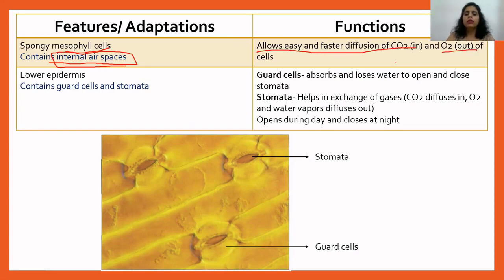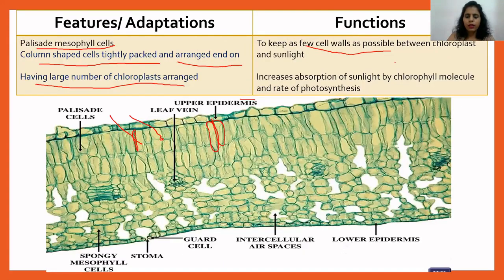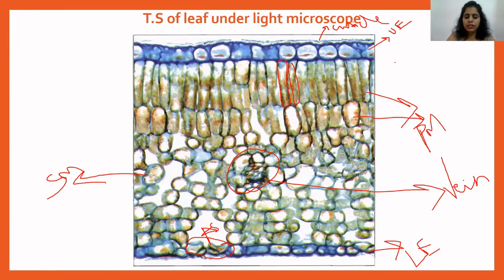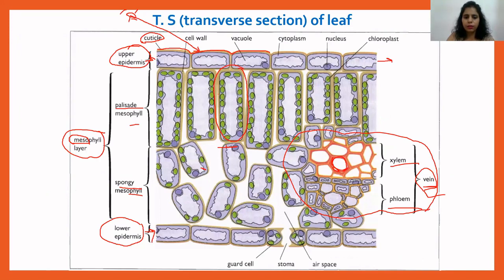For example, if photosynthesis is taking place either in a palisade mesophyll cell or a spongy mesophyll cell, carbon dioxide gas is required in the process of photosynthesis. Now what will happen? Carbon dioxide gas will enter from here, from the stomata, and it will go into these air spaces.